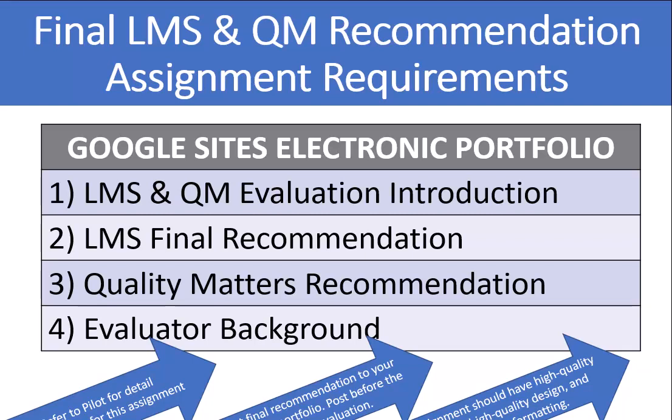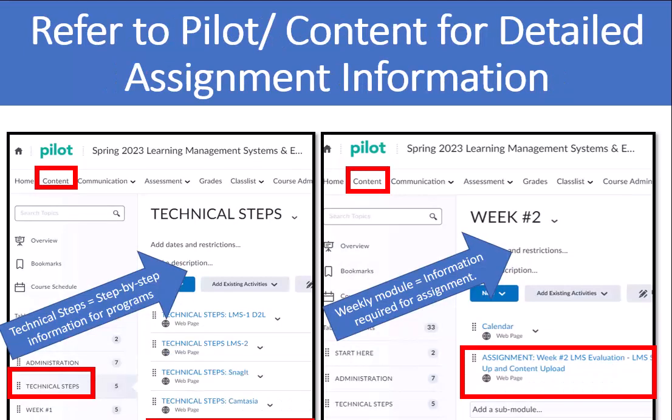Each one of these weeks will have a new and different web page within your portfolio in Google Sites. So the last week you will have, again, section headers where you give an introduction, the learning management system final recommendation, the Quality Matters final recommendation, and then evaluator background. All of this is uploaded to your Google Sites electronic portfolio. I'm going to give just a brief overview of it in this video.